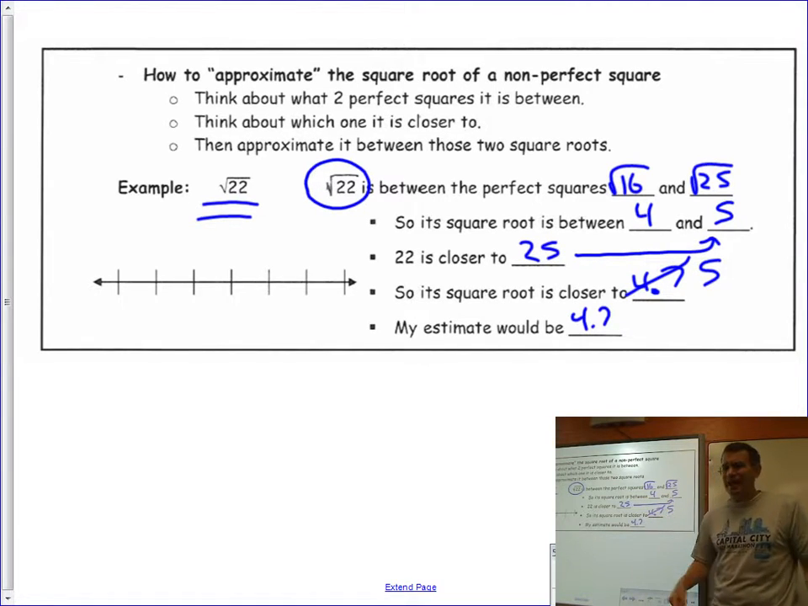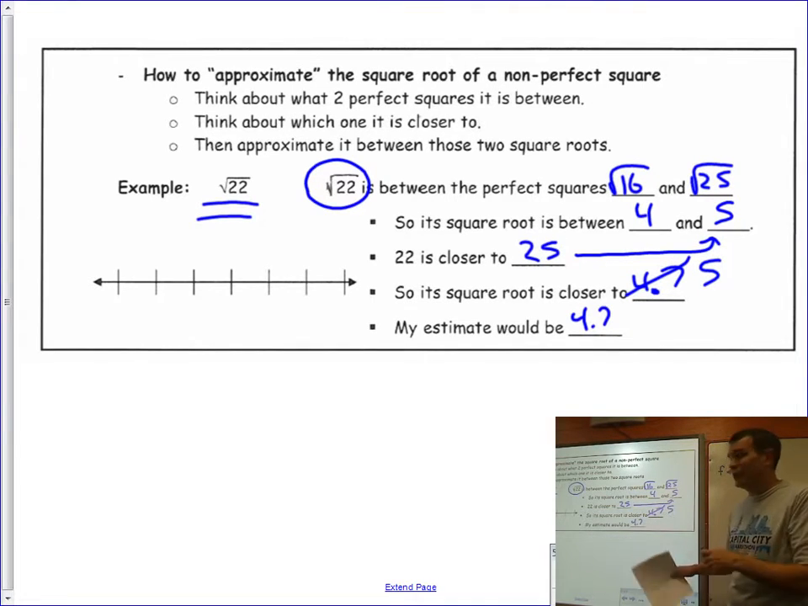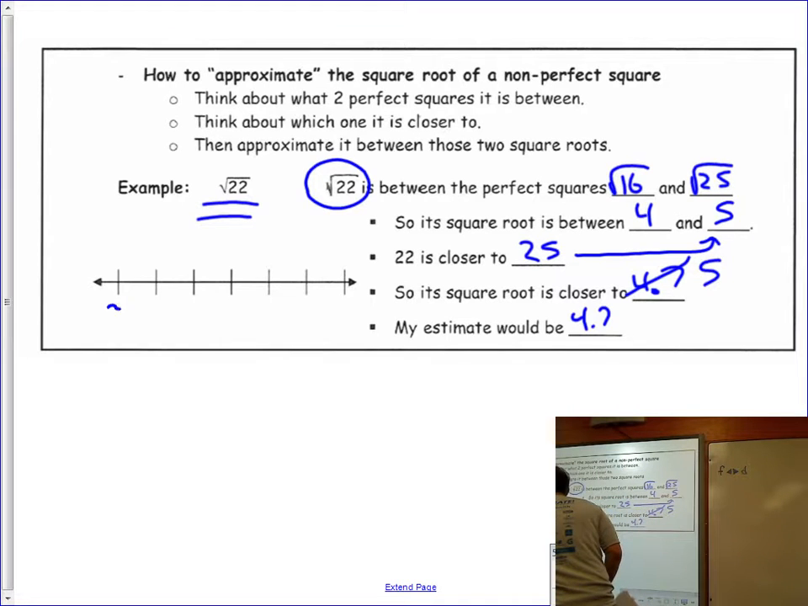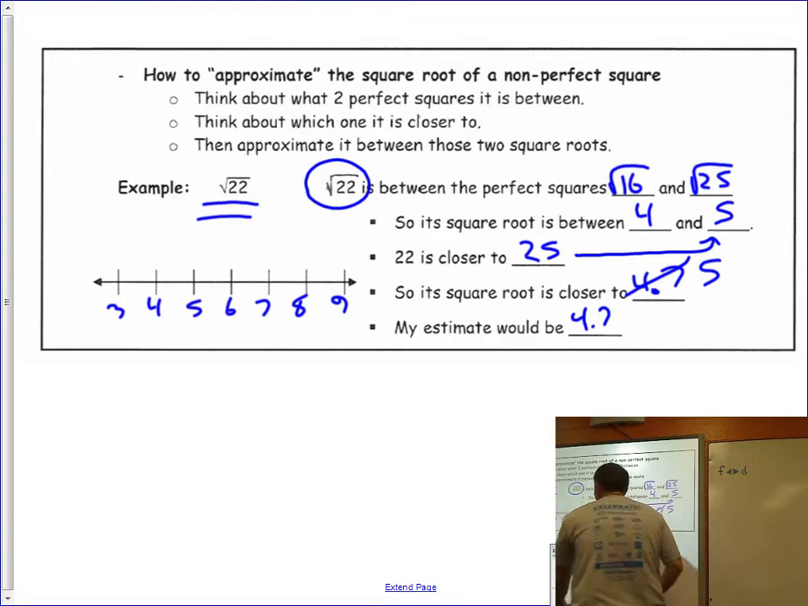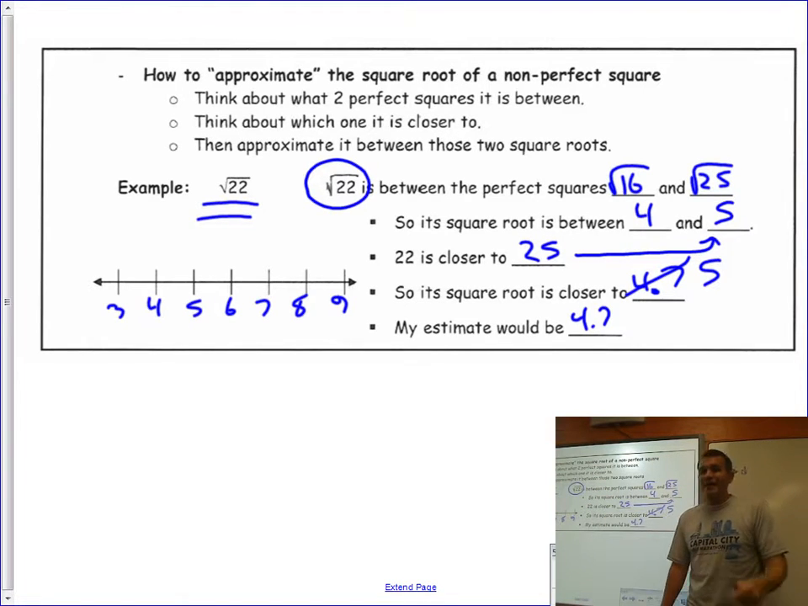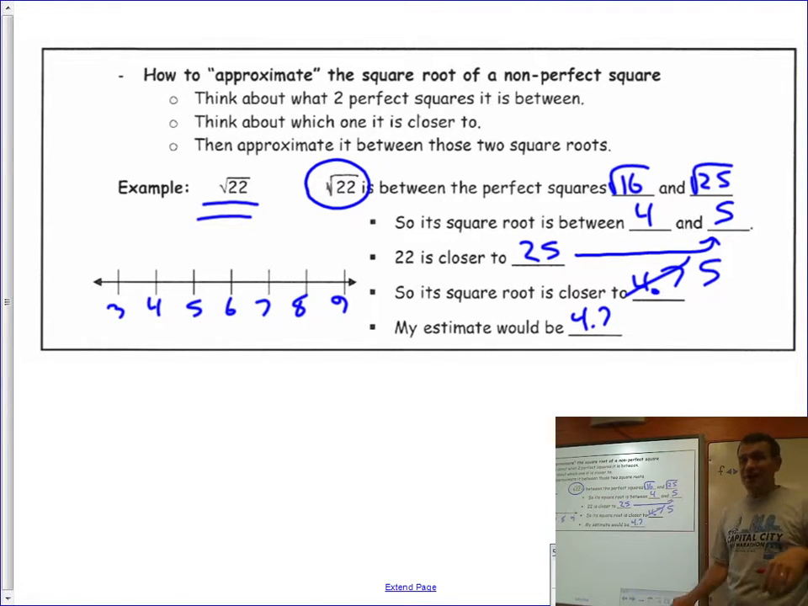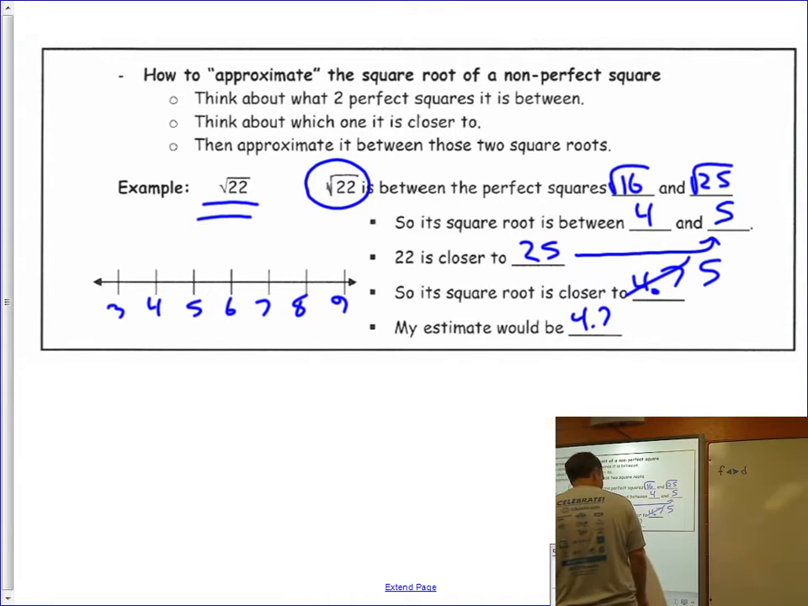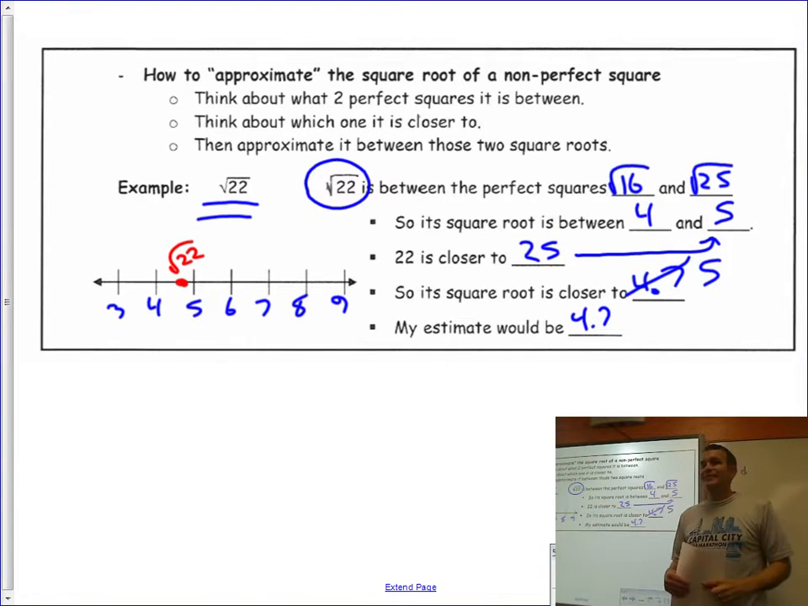And then I want you to graph this on a number line. So I'm going to number the number line and then put that where it belongs. So when I write the number on the number line, I'm going to call it the square root of 22. I'm not going to call it my estimate. And the red dot there would be about where the square root of 22 is. It's between 4 and 5, but closer to 5.